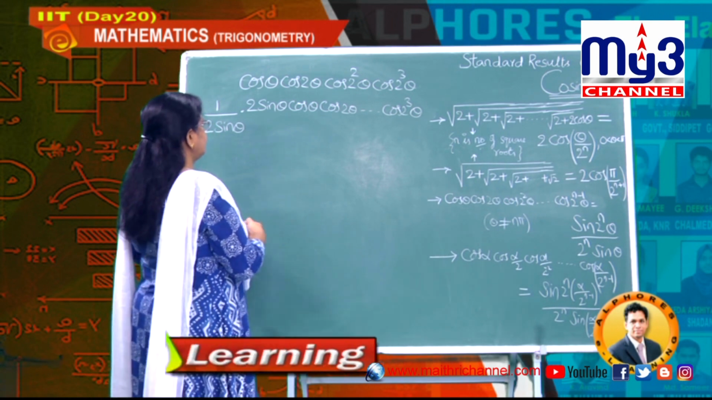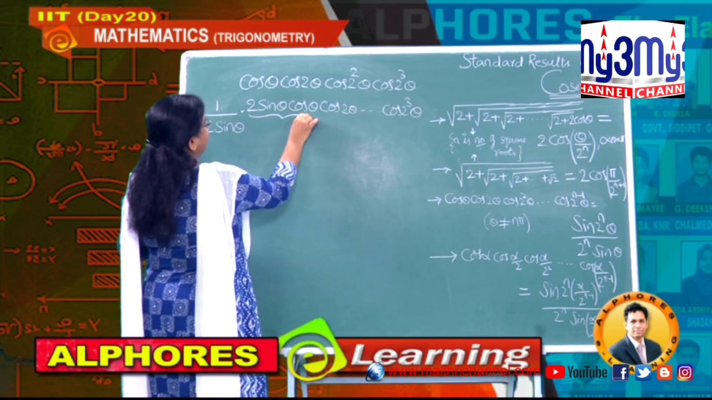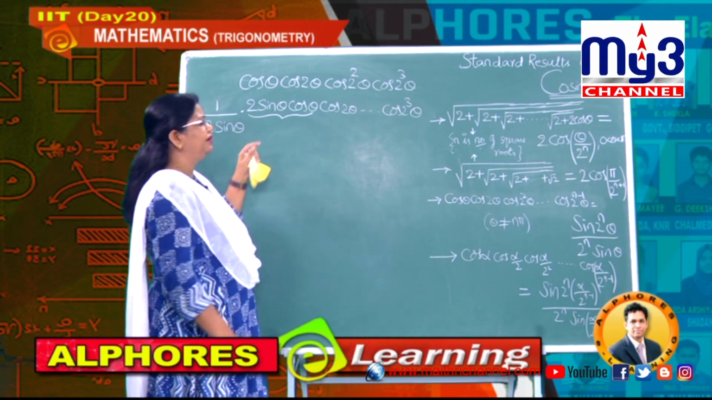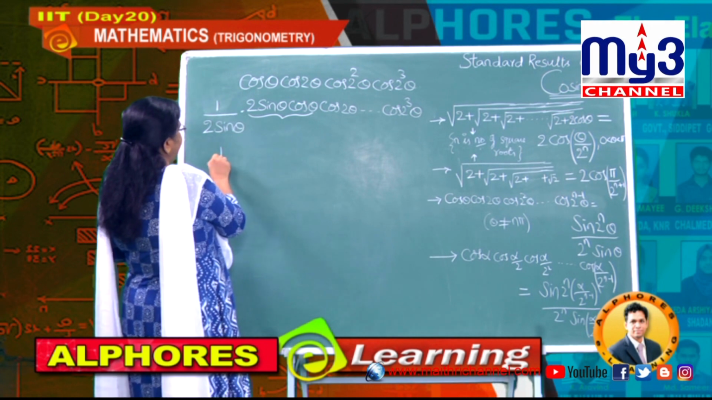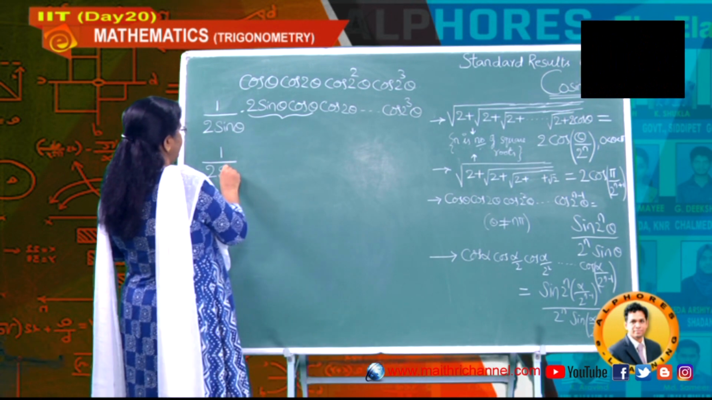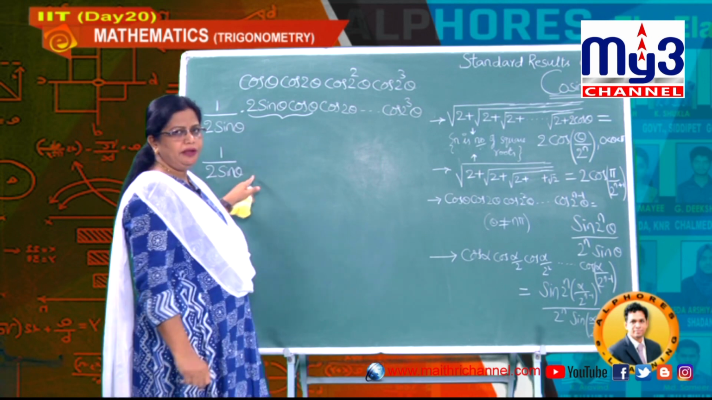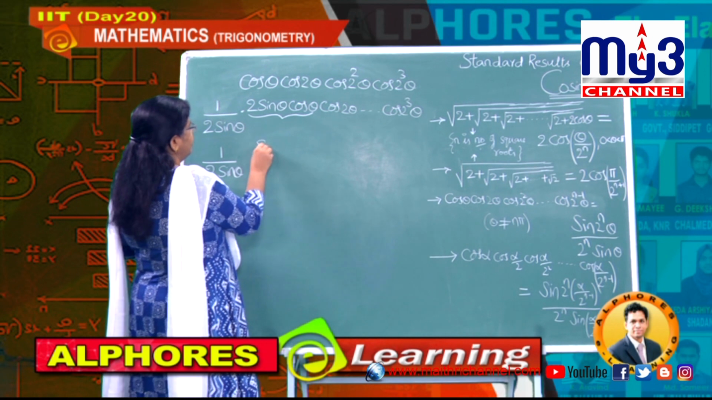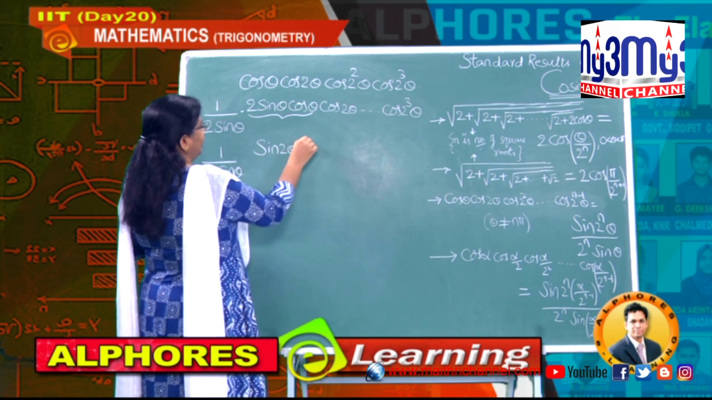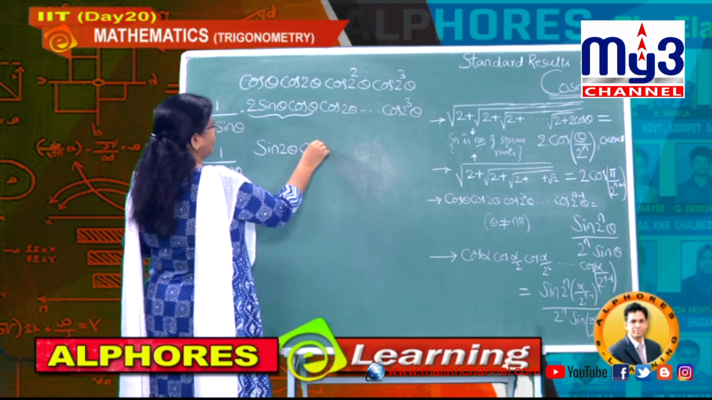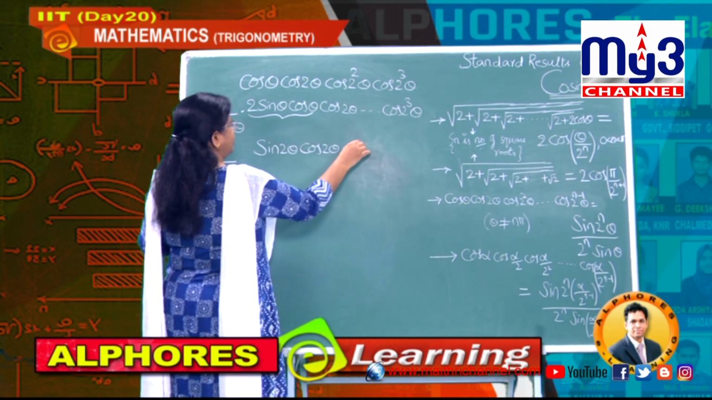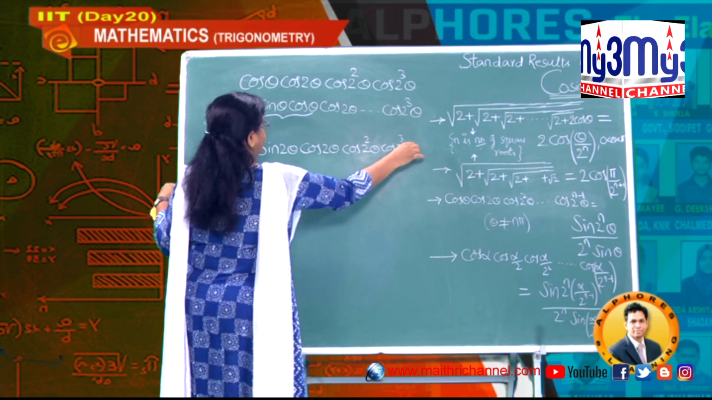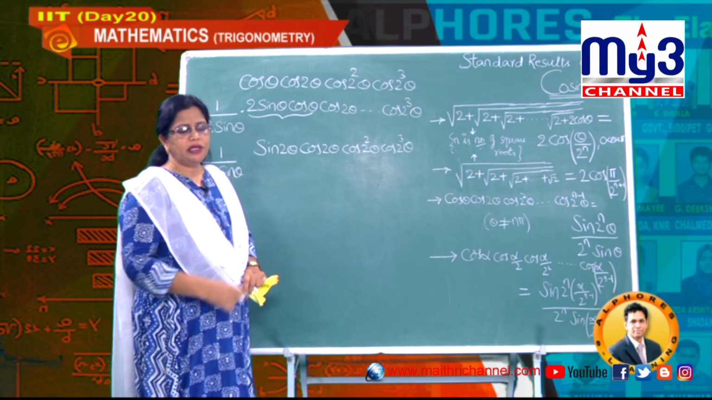And now students, observe what this formula actually is. 2 sin theta cos theta, you know it is sin 2 theta. Therefore this term will remain as it is, 1 divided by 2 sin theta as it is I am putting, and now this is 2 sin theta cos theta. Let us write it as sin 2 theta. And now here this is the leftover, that is cos 2 theta, and the next term is cos 2 square theta. The last term is nothing but cos 2 cube theta. Till here we got.